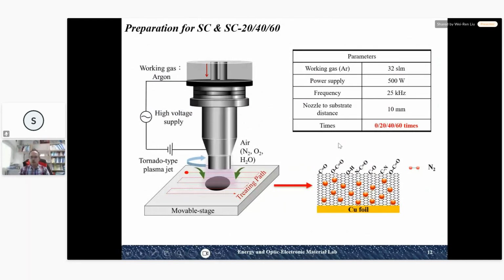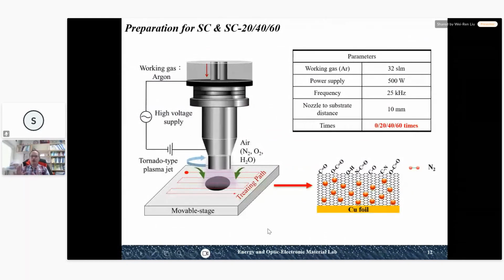So here is the condition. We try to use 3 different kinds. 0 means the pristine soft carbon electrode. And we try 20 times, 40 times, and 60 times to make a surface treatment. So it's a tornado type plasma jet on the surface.